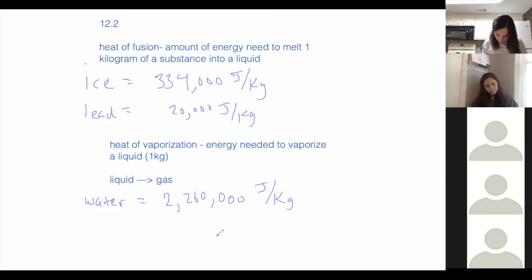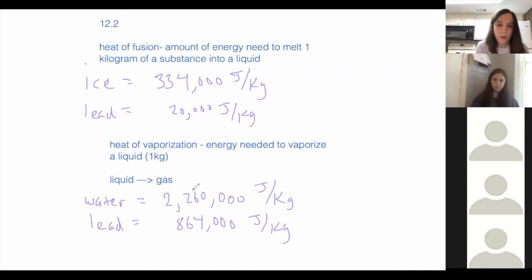And then if you look up lead, that's 864,000 joules per kilogram. So there's two things to look at here. Compare water's heat of vaporization to ice's heat of fusion. And you can see it's a lot more energy required to make the liquid go into gas than a solid go to liquid. So it's 2 million compared to 330,000.